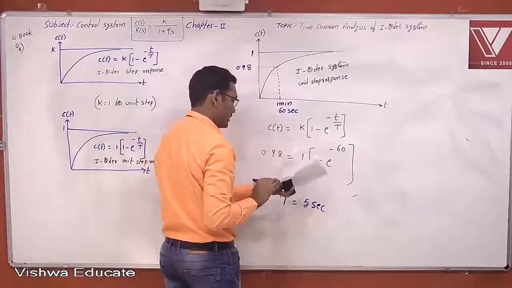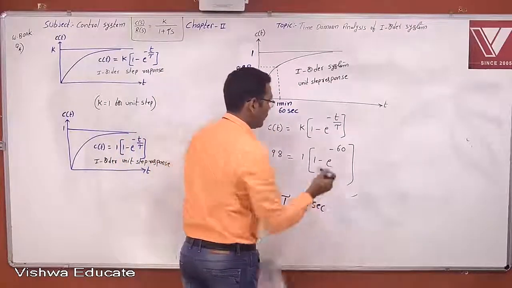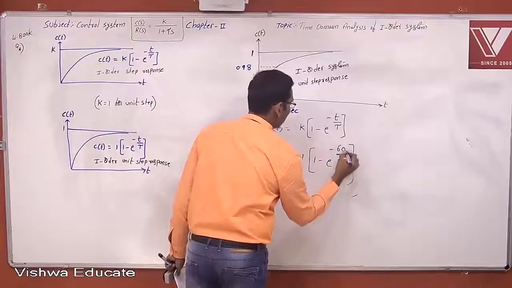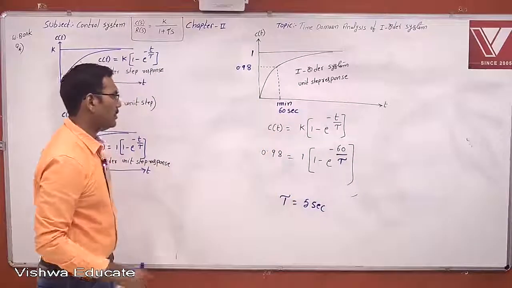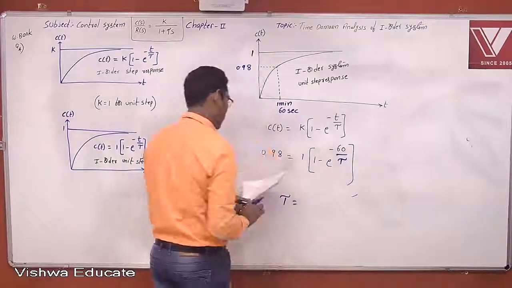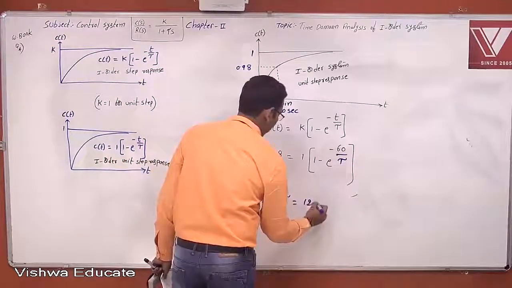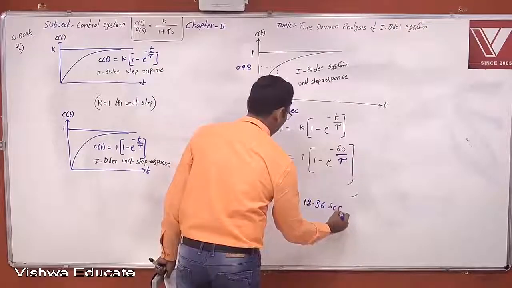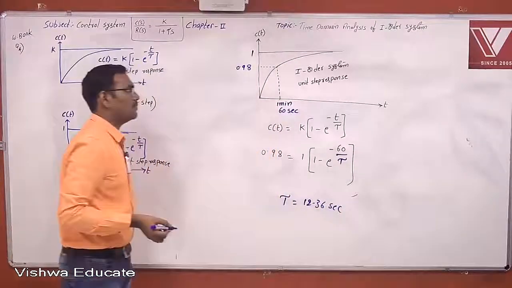And what should be the system time constant? This is the same question as before. The system time constant is 12.36 seconds. You just check this one also.